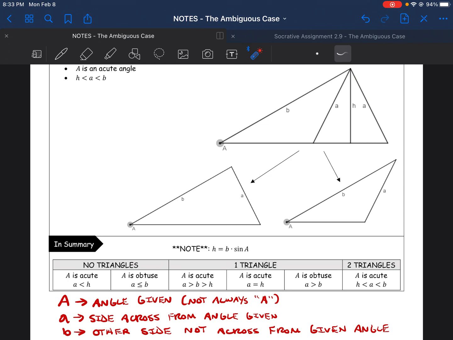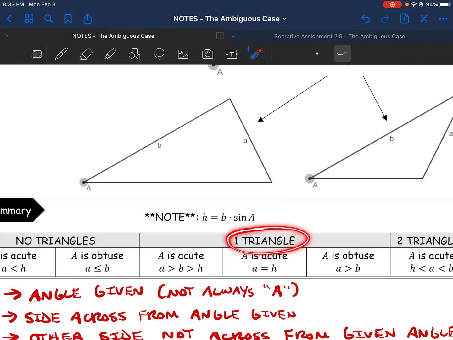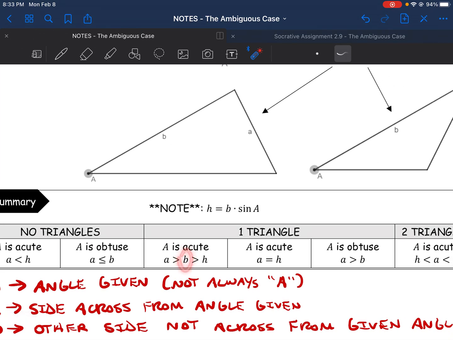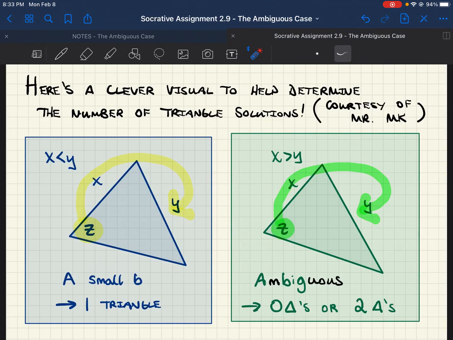So if we jump over to our notes here, for each one of these one triangle scenarios, we'll notice that B, remember that B represents the other side, the side that's not across from the given angle, is smaller than A in each of these one triangle scenarios. And remember, A is the side across from the given angle. And that's exactly what this is saying. So again, one more time, if we have an angle Z and we trace along the triangle to the side across from that given angle, if the other side ends up being smaller, then we would fall into a one triangle scenario.